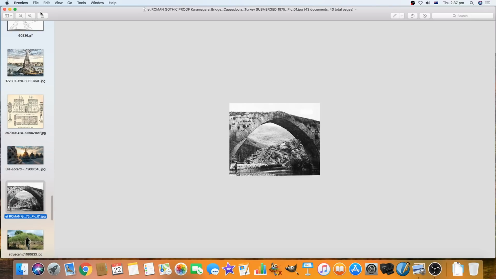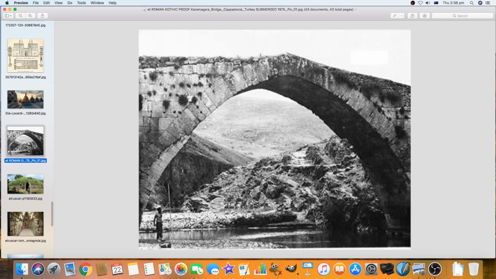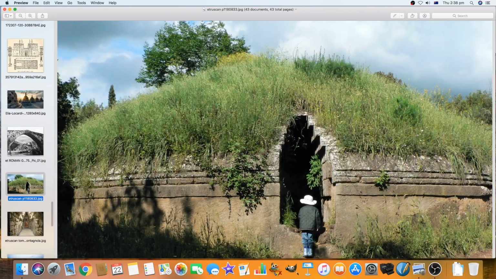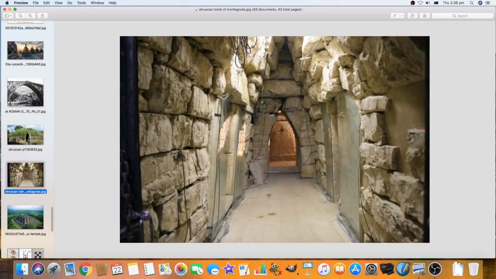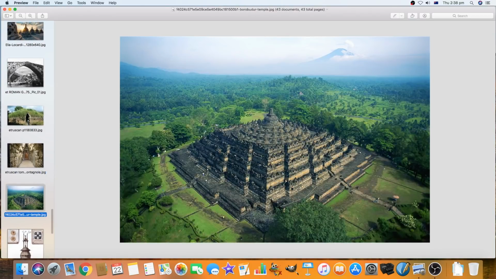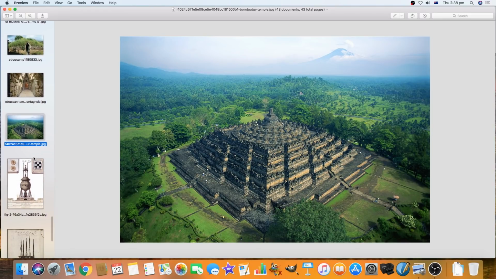But I want to show you something. This is known. This is on Wikipedia. It is known that in Turkey, the late Romans built this peaked bridge in Cappadocia, called the Karamagara Bridge. So we know this element of Gothic was already in ancient Rome, but not many people talk about it. But now I'm going to say, look, it was also already in Etruria. That's an Etruscan tomb. That's an Etruscan tomb. That's Borobudur.